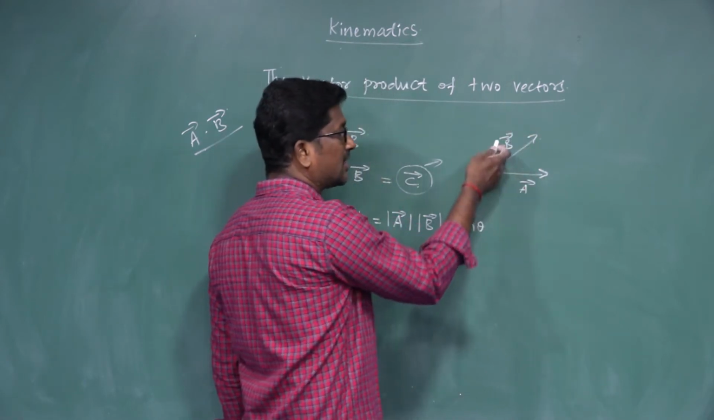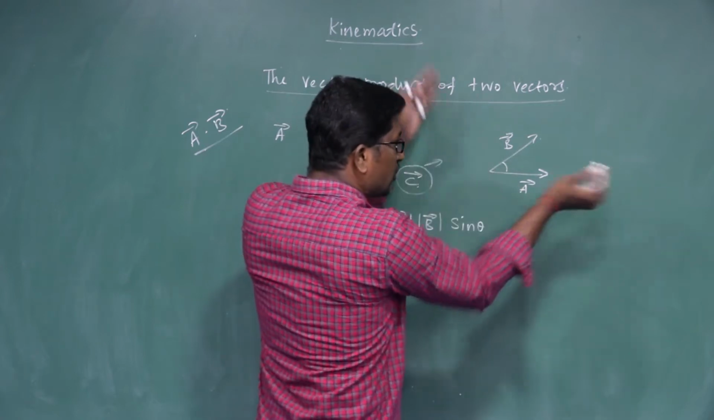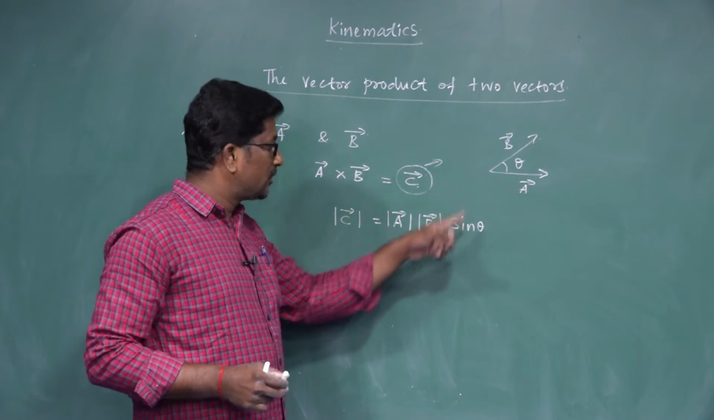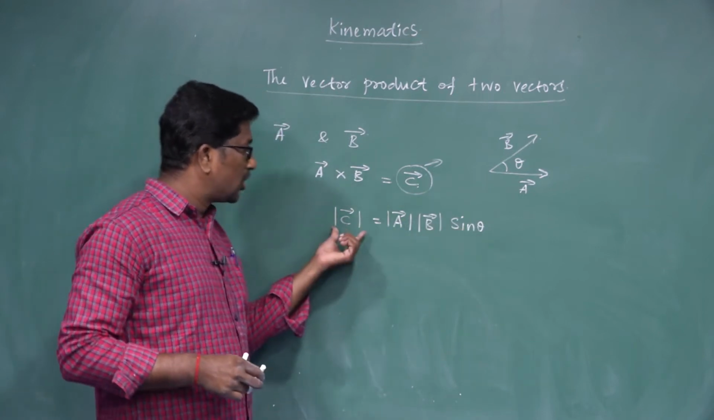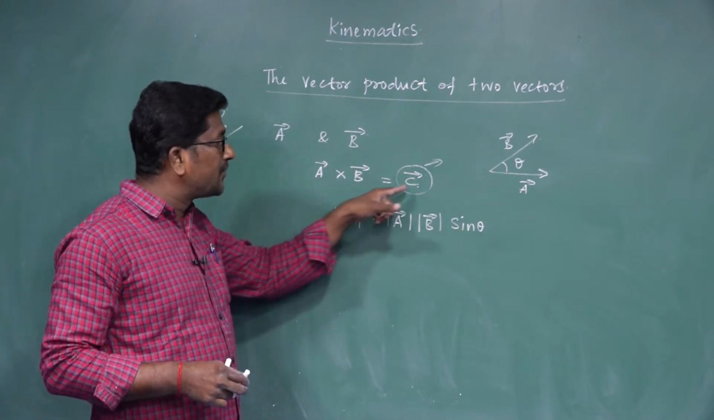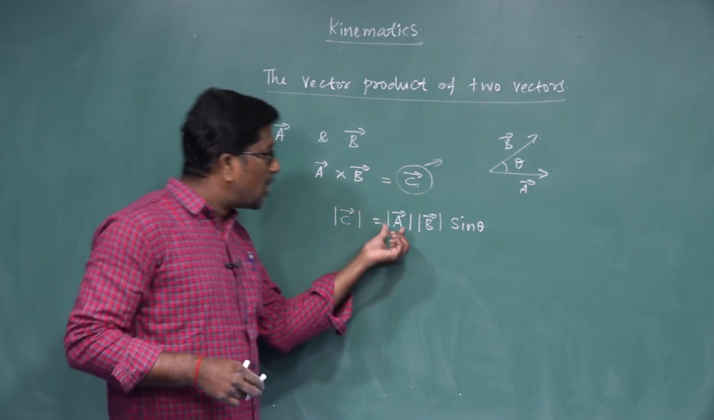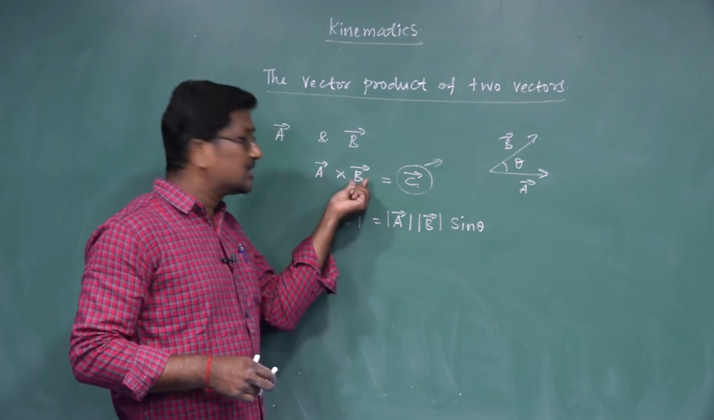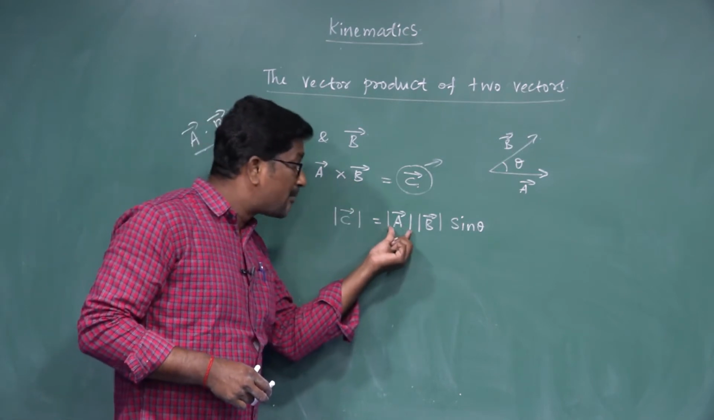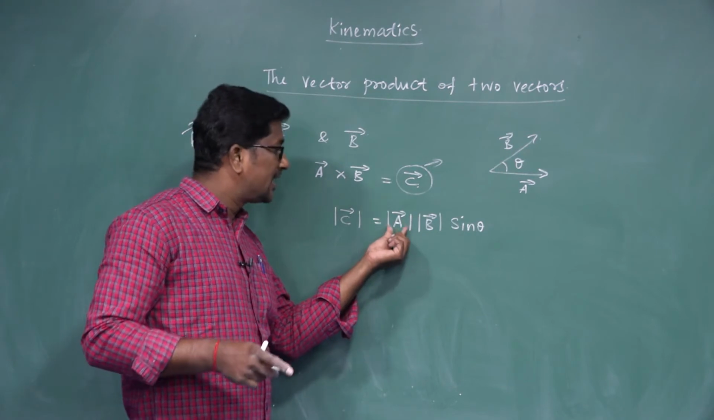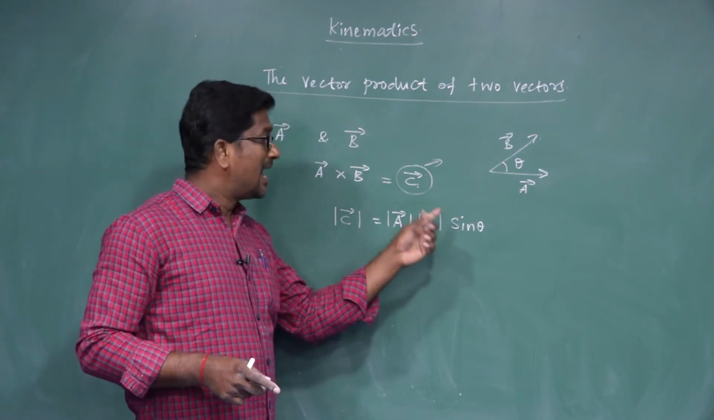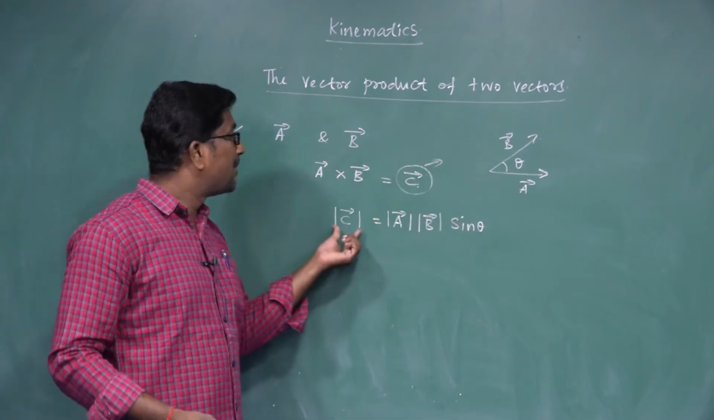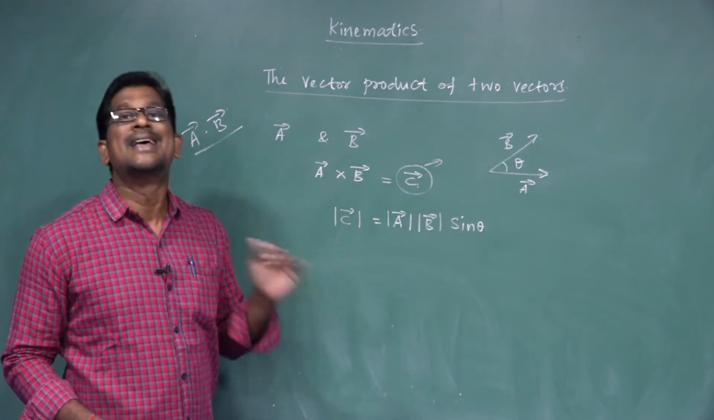Suppose the vectors A vector and B vector are acting along this direction with an angle of theta. Right? So that is why here sin theta. The modulus of C vector, meaning the magnitude of C vector, is equal to the modulus of A vector, meaning the magnitude of A vector, times the modulus of B vector, meaning the magnitude of B vector, times the sine of the angle between A vector and B vector. This gives the magnitude of the resultant vector, that is C vector.